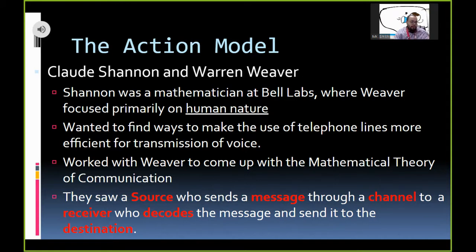They saw a source who sends a message through a channel to a receiver who decodes the message and sends it to the destination. So right now, when I'm talking, I'm the source, okay? Every single word I'm saying, every single sentence I'm saying is the message. The channel that I'm sending it through is Zoom. So I'm communicating, I'm teaching to you through the internet. If the internet didn't exist, then I would literally just be talking to a box in a room by myself. So I would be insane, right? Or crazy. Well, I guess crazy is subjective, but the point is, I'm the source giving you messages through the channel, in this case the internet, to you, the receiver.